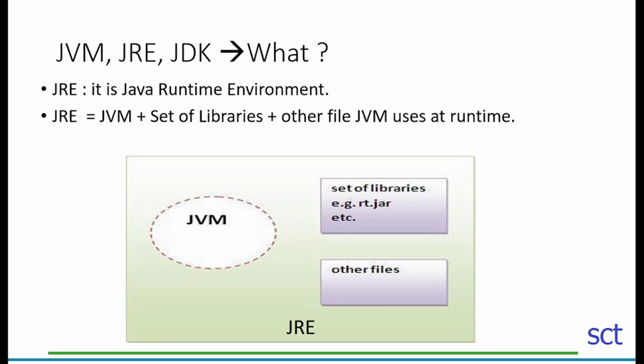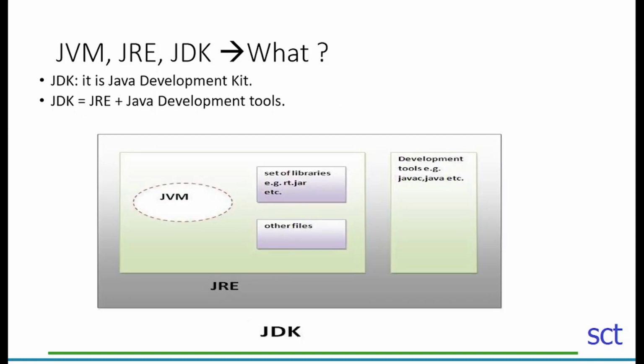JRE is nothing but the Java runtime environment, which is a combination of the Java virtual machine and a set of libraries and other files that JVM uses. JDK is the combination of JRE and Java development tools. As we know, JRE is JVM and a set of libraries and other files, and some development tools have been added here. Combined together, it is going to be a JDK, which is the Java development kit.